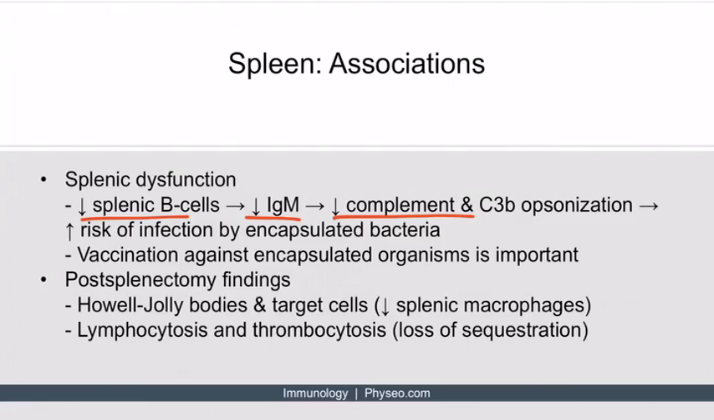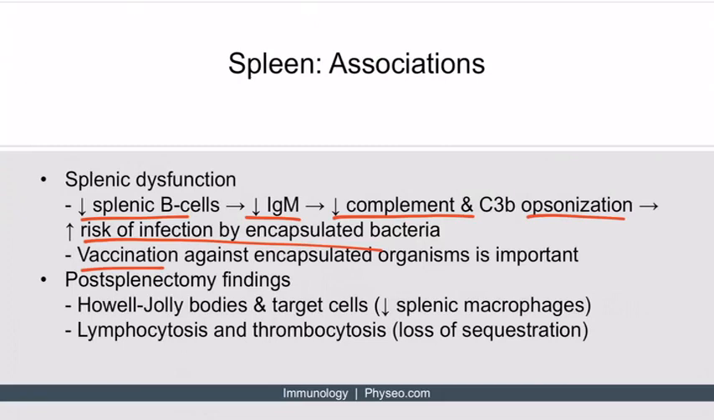Additionally, C3b is a component of the complement system that's important for opsonization. So if complement activation is impaired, then it logically follows that opsonization is also impaired. Ultimately, these factors result in an increased risk of infection by encapsulated bacteria. And this is because opsonization and complement play an important role in eliminating these pathogens. This is why it's especially important for asplenic patients to receive vaccinations against encapsulated organisms, such as Streptococcus pneumoniae, Haemophilus influenzae type B, or Hib, and Neisseria meningitidis.